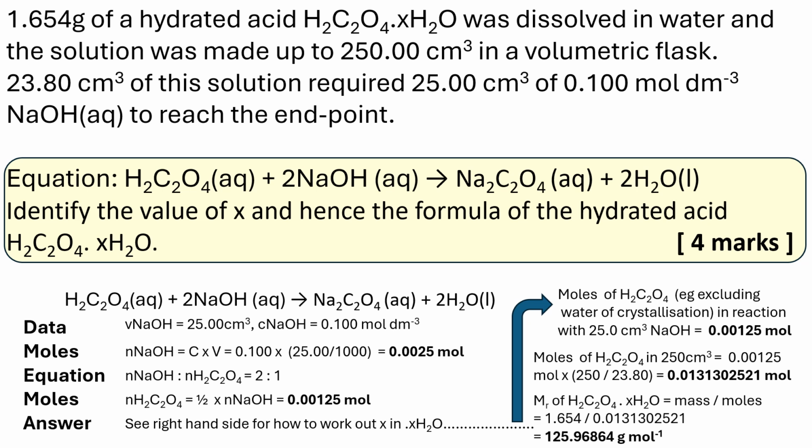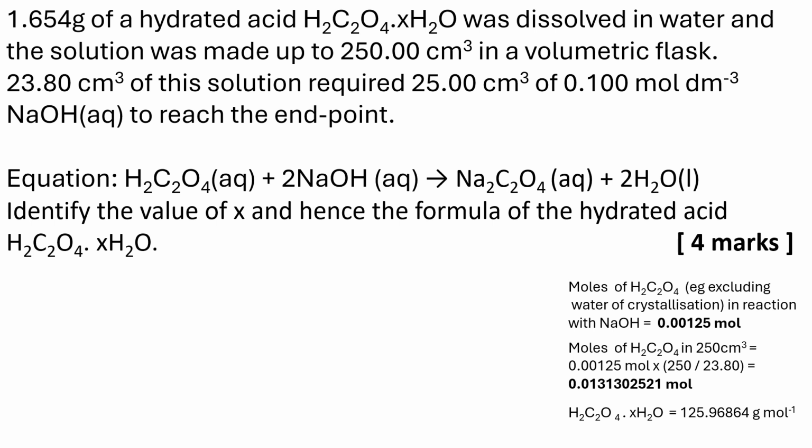Now, what that allows us to do is to work out the Mr of the hydrated salt. That's the trick here. So it's mass over moles, which is the 1.654 grams of the hydrated acid. As you can see up at the top, that's what we started with. And you divide that by the moles we just worked out. That gives you 125.96864 grams per mole. Again, I'm sticking to calculator values for now.